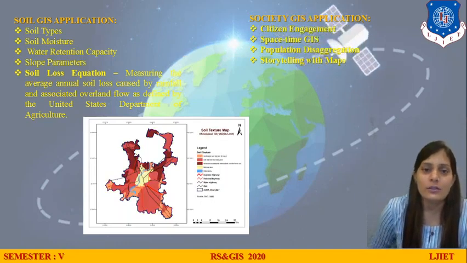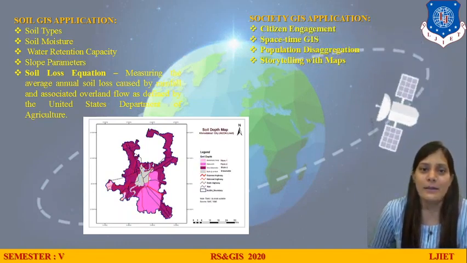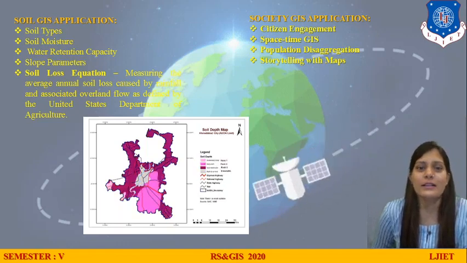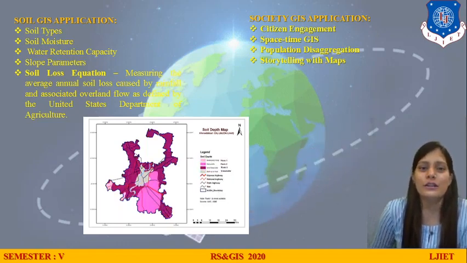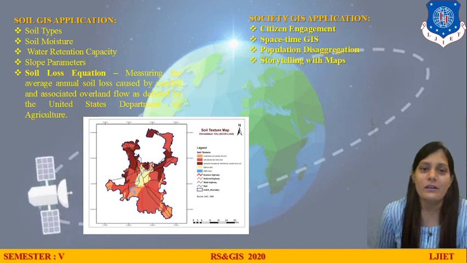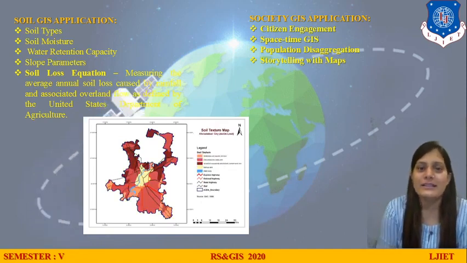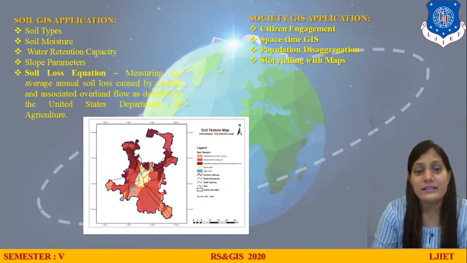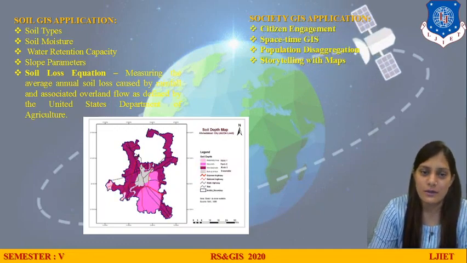Here you can see a new terminology of storytelling maps. What is storytelling maps? Storytelling maps means looking at the story, looking at the analysis, you can have a map of it, right? That is storytelling maps. We will discuss that in detail when it comes to us.